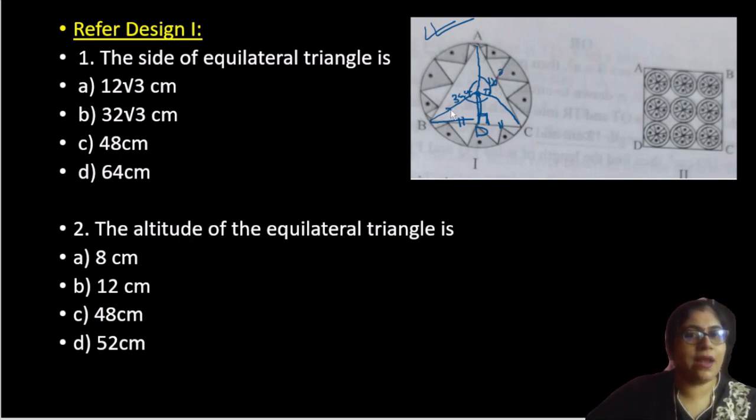So angle OBD is here 30 degree, and this is also 30 degree. So you can say we want the side of the equilateral triangle.